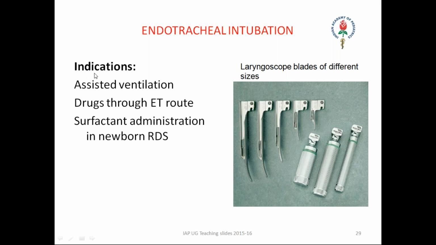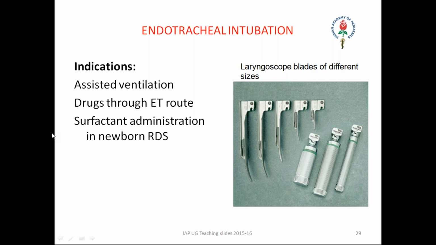Endotracheal intubation. Indications are assisted ventilation. Drugs can be given through ET route. Very important for surfactant administration in newborns with RDS. So what are the indications? It helps in ventilation. In the NRP guideline, if it goes for an ET or the meconium suction, you can use it for ventilation. And what are the drugs which we use usually in the resuscitation? Like epinephrine, norepinephrine, all the drugs which we use through the ET route, and surfactant administration in preterms with respiratory distress syndrome. Most commonly, we give surfactant.